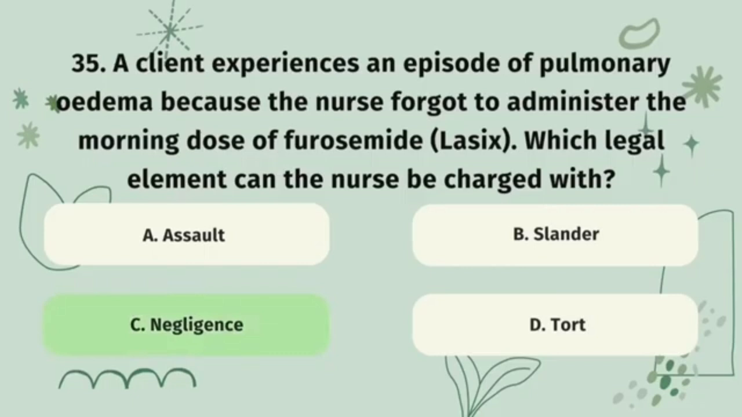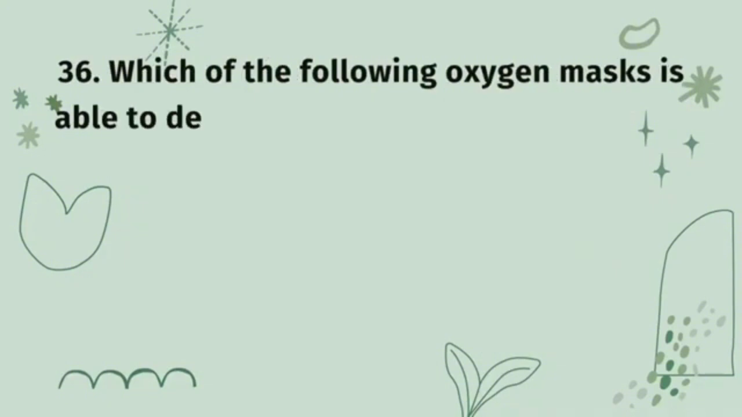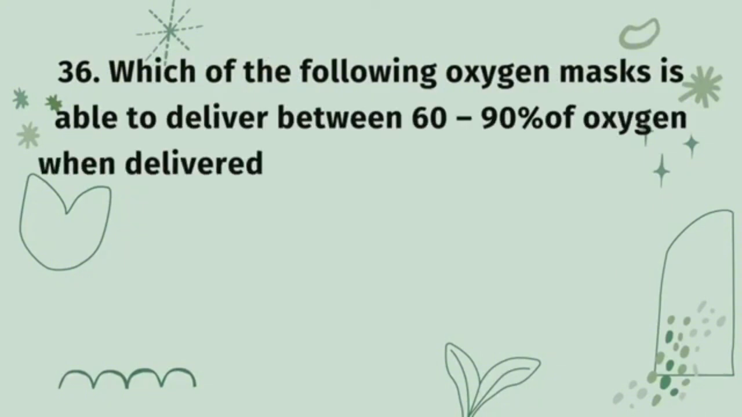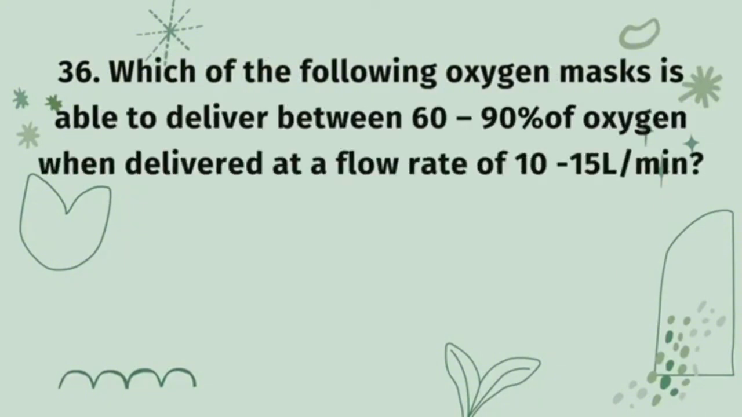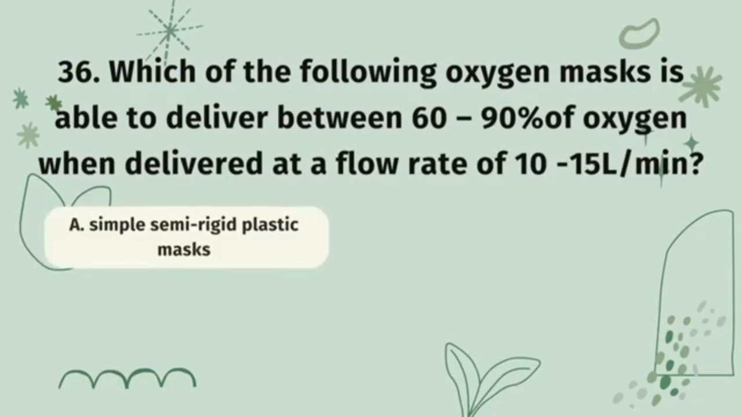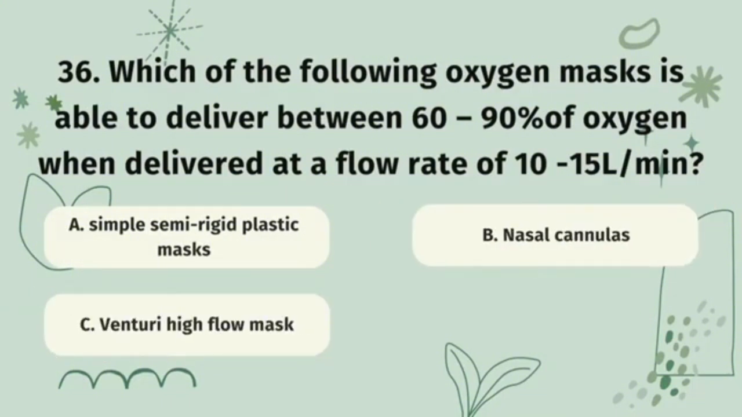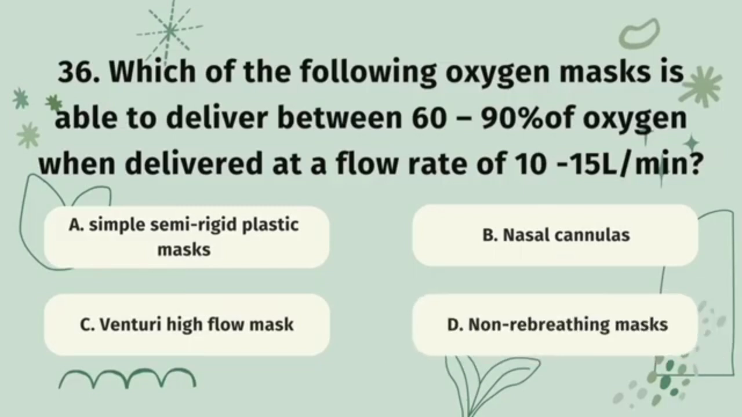The correct answer is C. Question 36. Which of the following oxygen masks is able to deliver between 60 to 90% of oxygen when delivered at a flow rate of 10 to 15 liters per min? Option A. Simple semi-rigid plastic masks. Option B. Nasal cannulas. Option C. Venturi high-flow mask. Option D. Non-rebreathing masks.